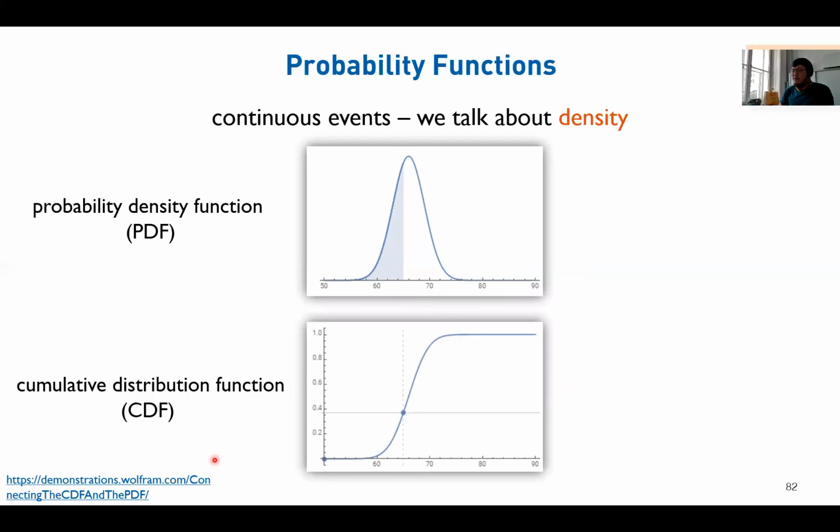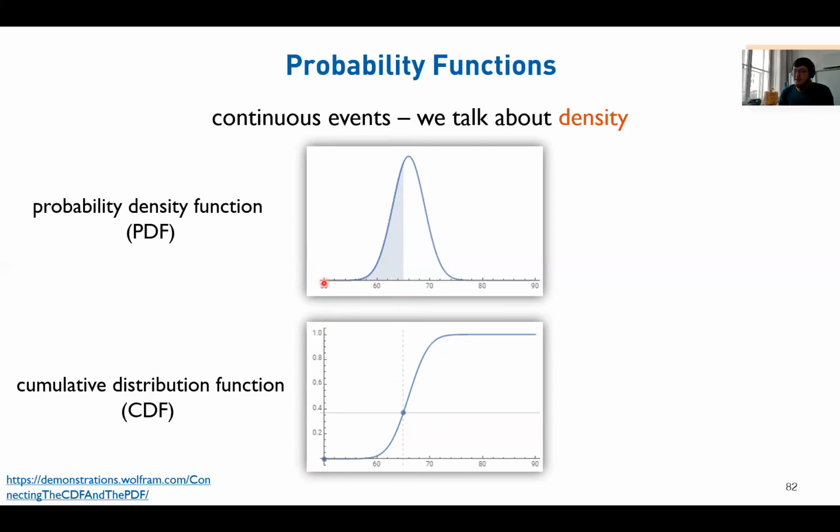So how are these two related? Intuitively, if you draw a line here, you calculate the area under the curve up to this point, and then you plot it down below. That's the relationship. The interpretation of the y-axis of the CDF is straightforward. That means probability.